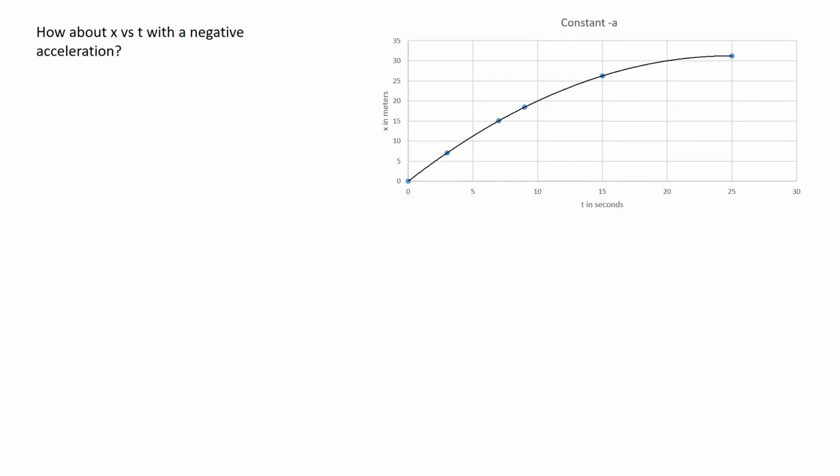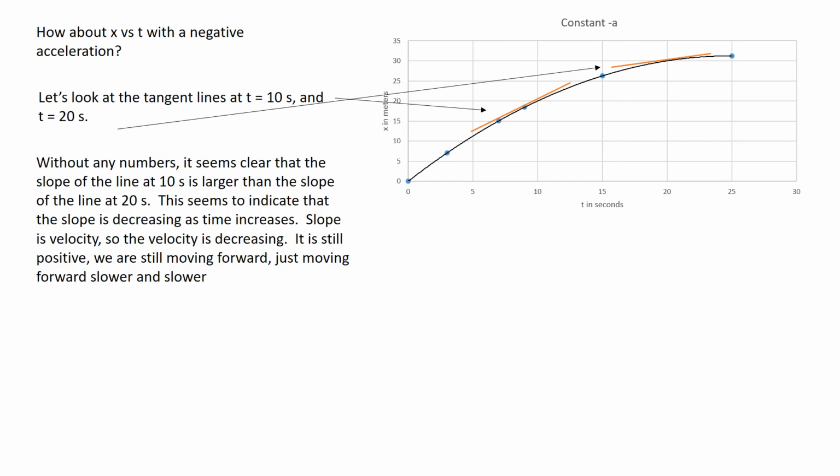How about x versus t with a negative acceleration? This would be a situation where you're slowing down. So here's my graph now. It looks like a parabola that's opening to the right. I want to look at the tangent lines again. We'll pick 10 and 20 again just because they're easy. There's my tangent at 10, and there is my tangent at 20.